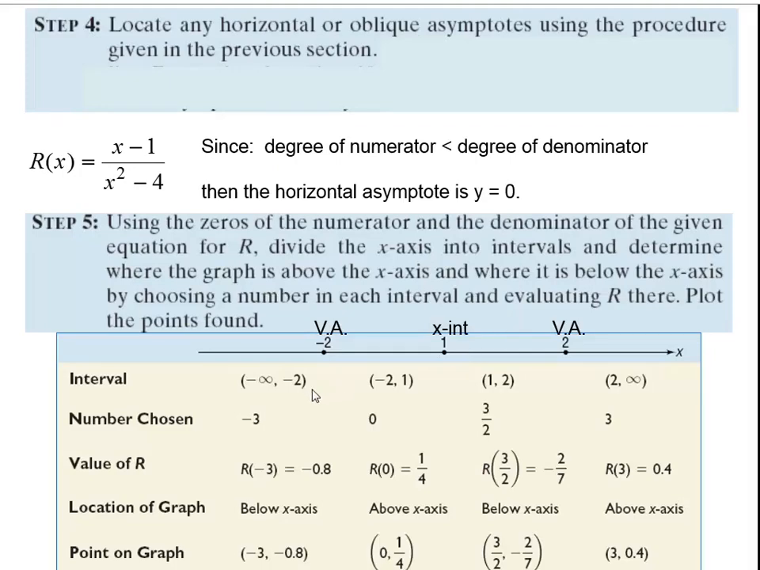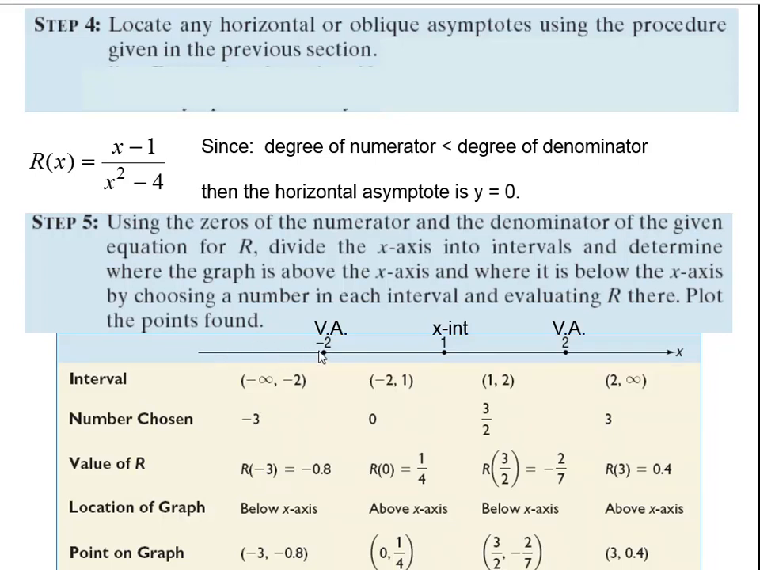So if I come back to the screen, we can see, to the left of -2, we've identified what that interval is, from negative infinity up to -2. In that interval, I'm going to choose x equals -3. Now, I want to point out to you, I could pick any x value. I could pick -3, -4, -5, -10.